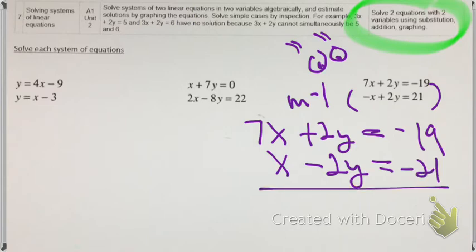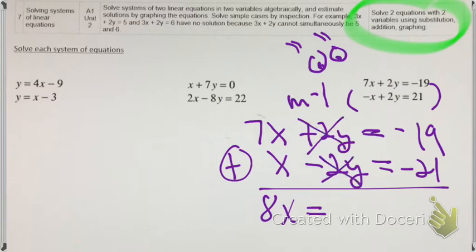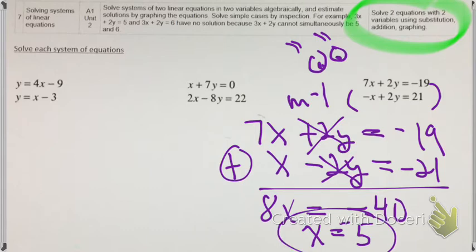So then when I add them together, I get 7x plus x. I'm going to combine this equation. So I'm going to get 8x equals 2y minus 2y. Goodbye. They cancel each other. And minus 19 minus 21 is going to give me minus 40. Therefore, x equals 5. Actually, negative 5, because 8 times negative 5 would give me minus 40.